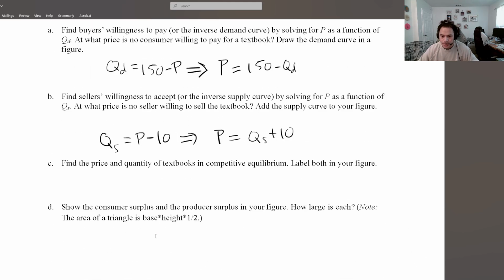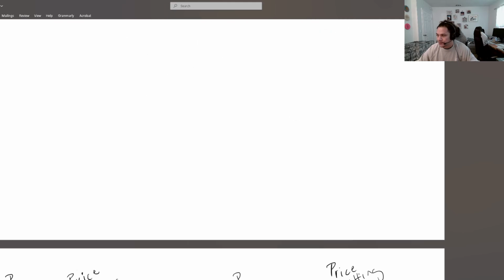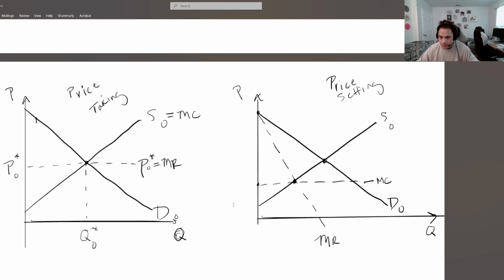The last portion is: is this competitive equilibrium efficient? And this requires a little more detail. So we'll scroll down here, and we're going to look at two different figures. Our figure on the left here is a price-taking firm, and our figure on the right is a price-setting firm. So these more so mimic your monopolies, and these are more so our perfectly competitive firms.